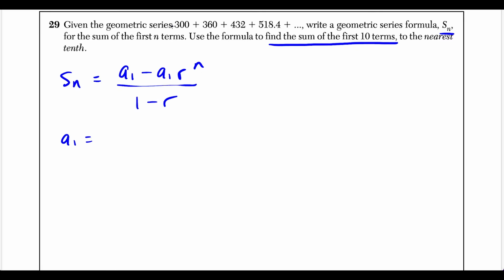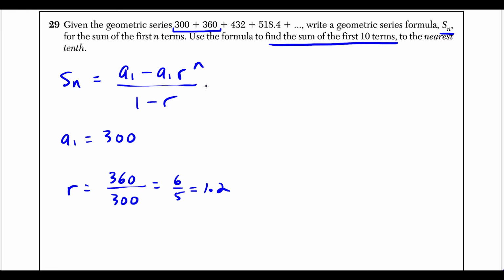So the first term here is 300. And then r is the common ratio that we multiply by to get from one term to the next. And just know, the trick for finding the common ratio of a geometric series is to divide any 2 consecutive terms. So I take 360 and I divide by the one right before it, 300. And if I simplify this, divide the top and bottom by 60, we're going to get 6 over 5, which equals 1.2. So here's our common ratio. And if we wanted to check this in the calculator, you could just multiply by 1.2, and you're going to get from this term to the next term, and so on.